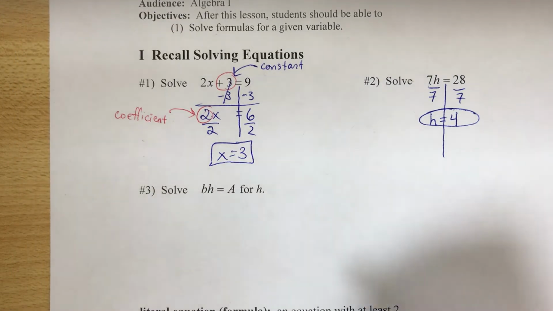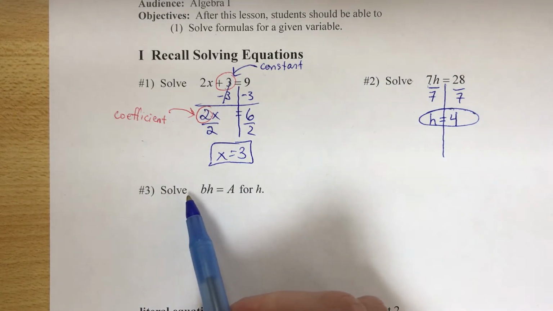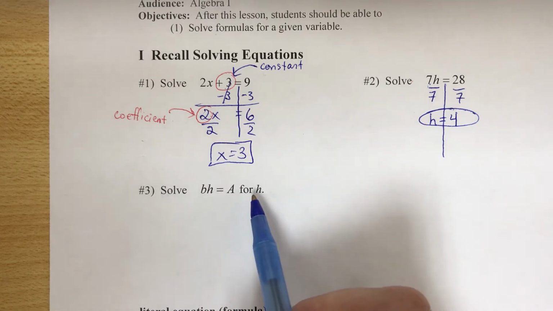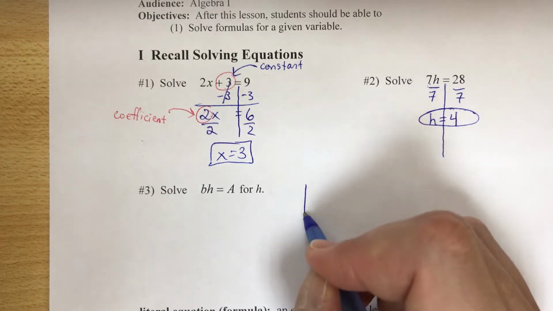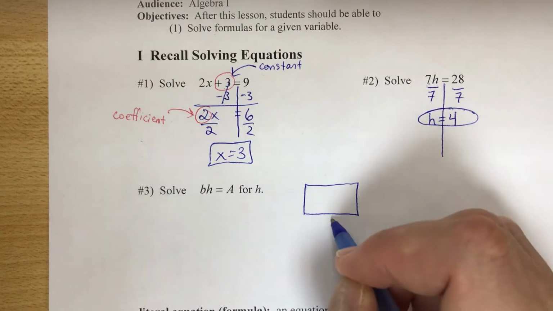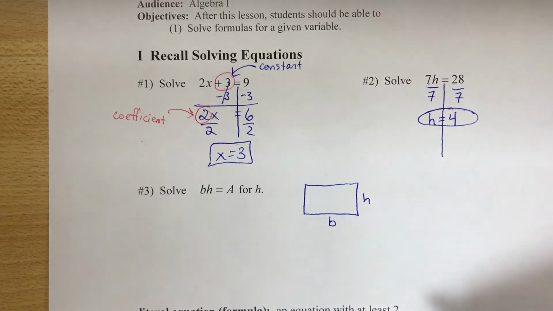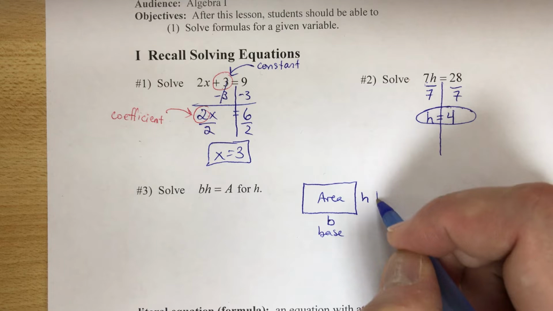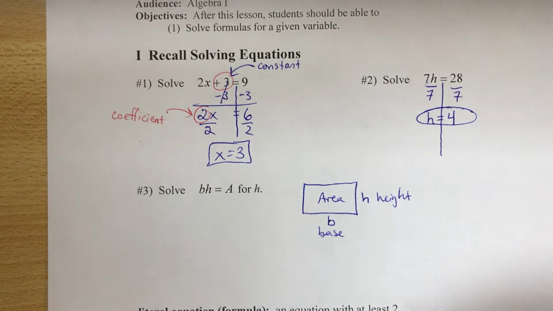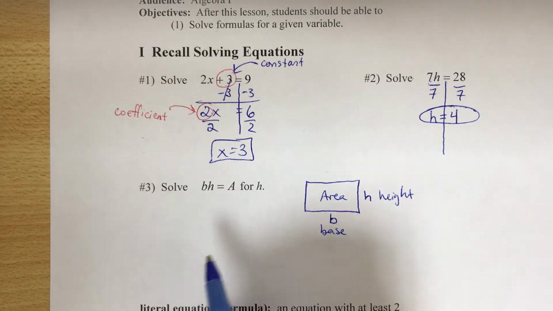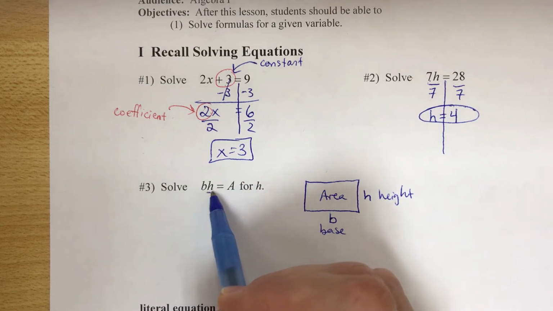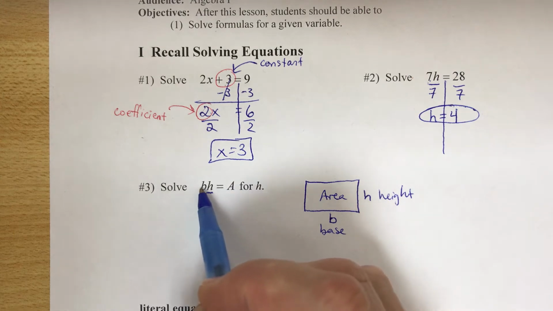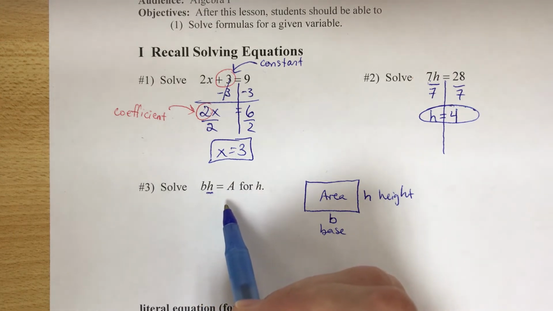So what happens if we take a formula and we want to solve, this is b times h is equal to a for h. Now, you may have seen this formula for a rectangle. This is the formula for the area. B is the base, h is the height. Now that doesn't really matter. We don't need to know that. What we do need to know is that we are trying to get h by itself if we solve for h, which means we have to move the b to the other side.